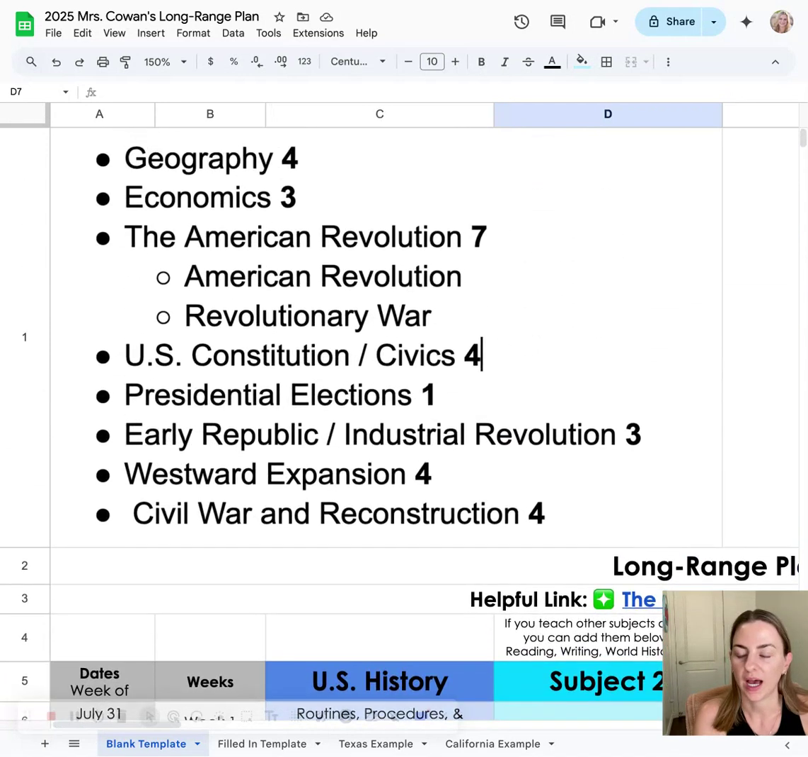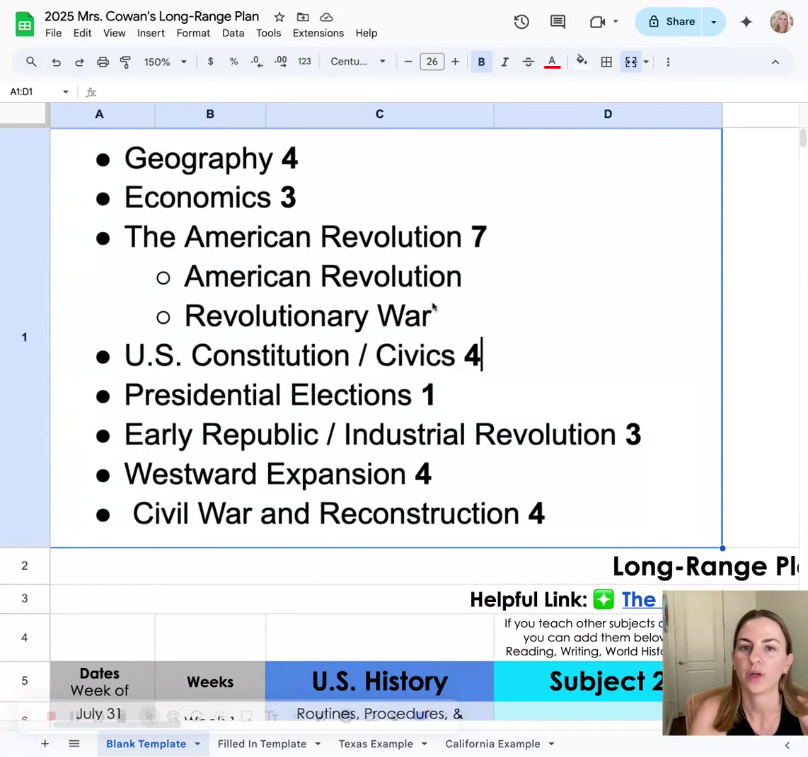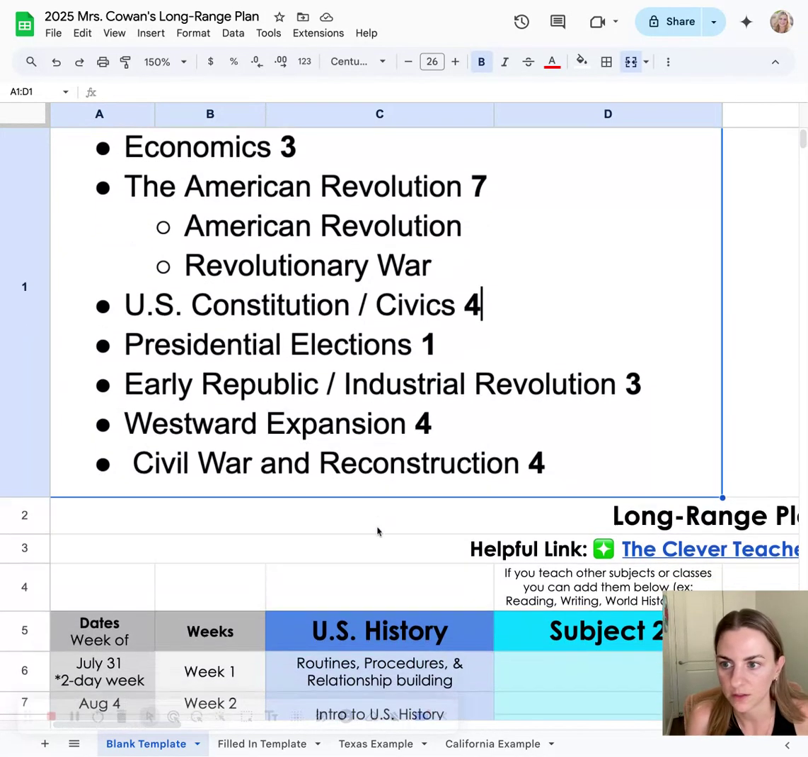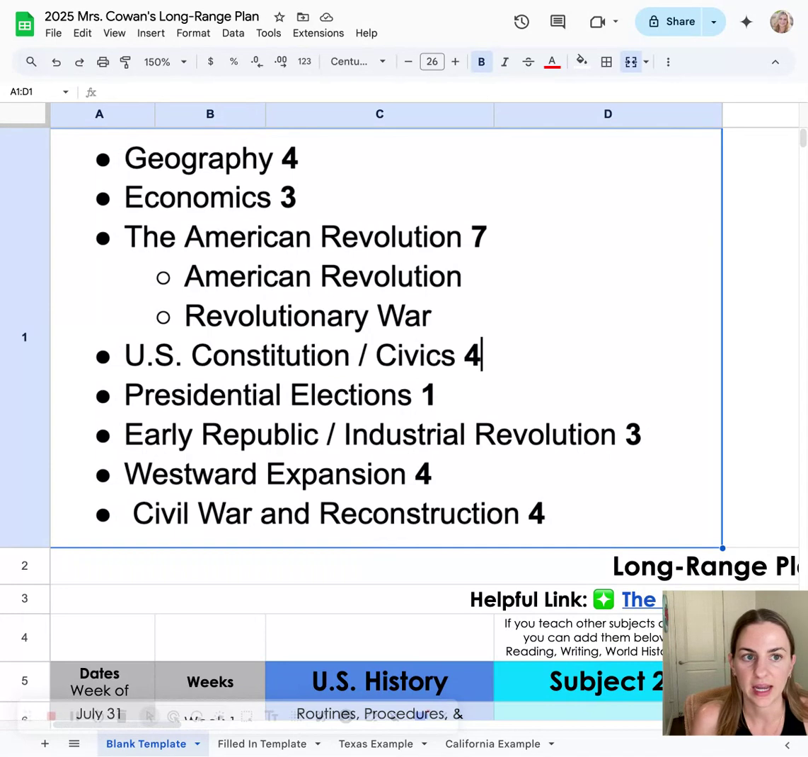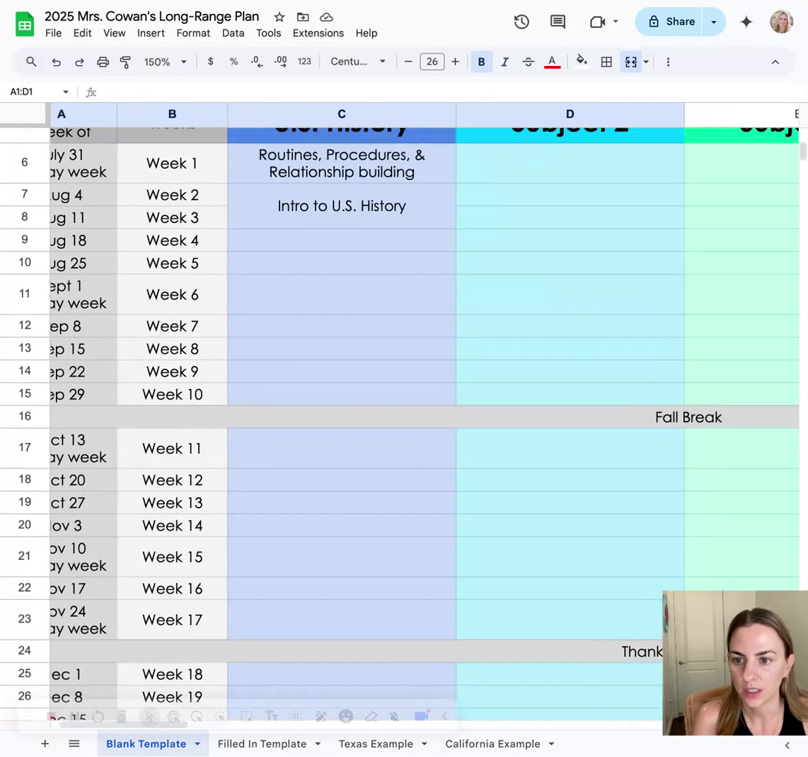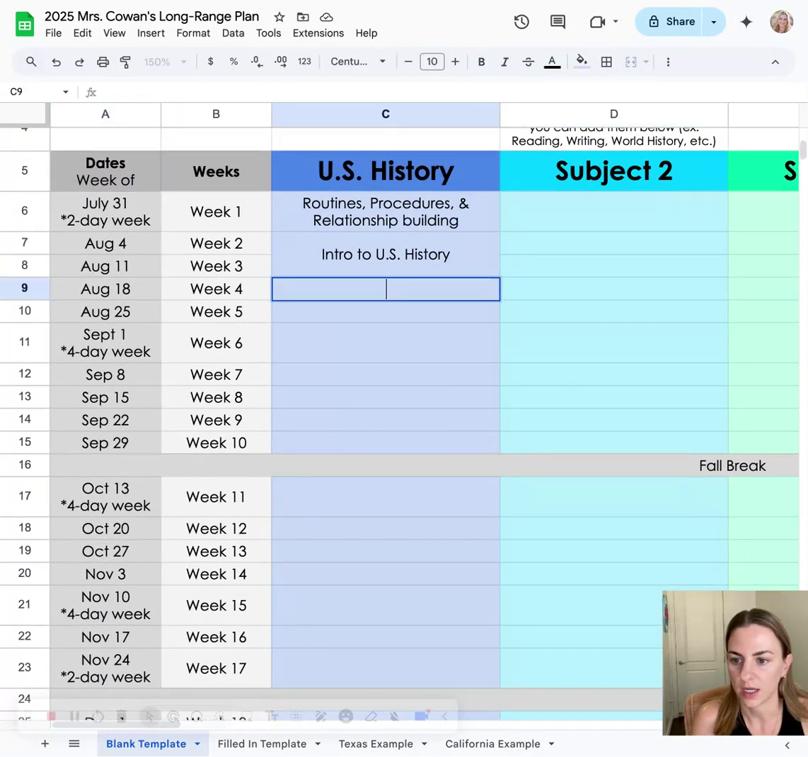For reference, I added what we decided the units were at the top here, and then I'm going to delete that later. But that way I just remember how many weeks I'm going to spend on each unit. So geography, for example, is 4 weeks. Okay, so now I'm going to start adding them in. So geography, 4 weeks. So I'm going to write it here, geography.